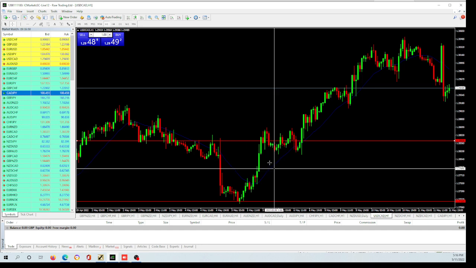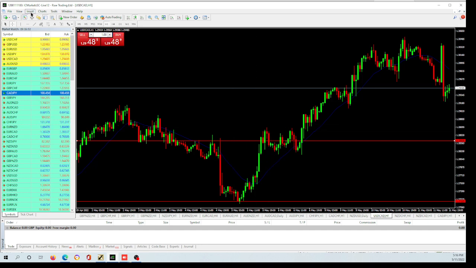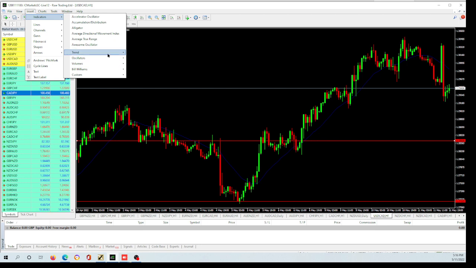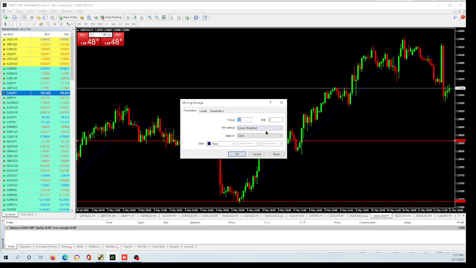And how to set up the EMA is here. You just go to insert, and you come. What's the value that you use? I'm using 30, and it's linear weighted. It's not exponential, it's not simple, it's not smooth. I'm using the linear weighted. So it will come into the recordings and you see it. So that is all as it is.